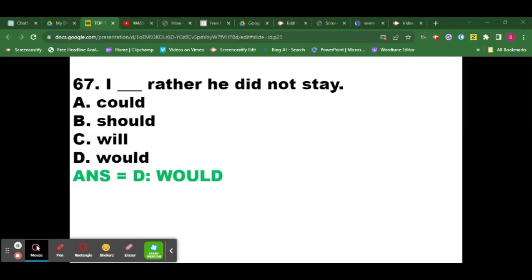Okay, but when you are using a different subject, I would rather he did not stay. This is another type of grammatical construction.